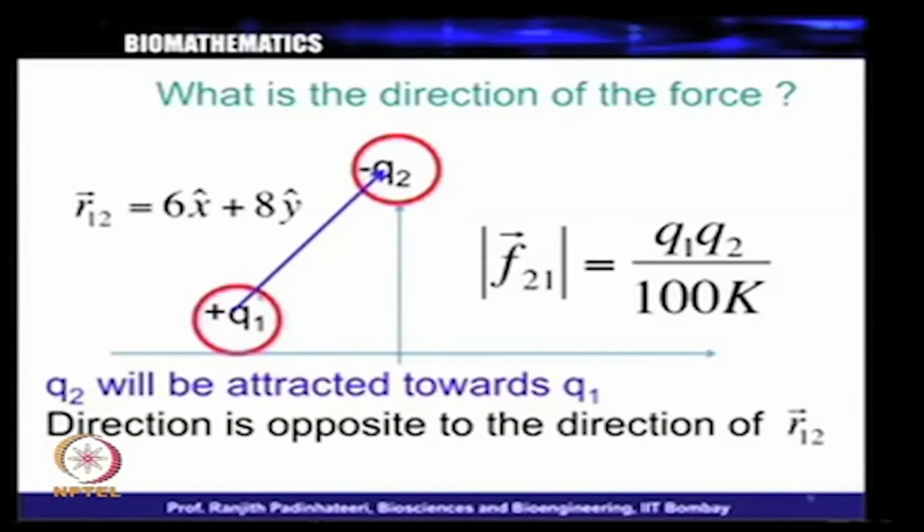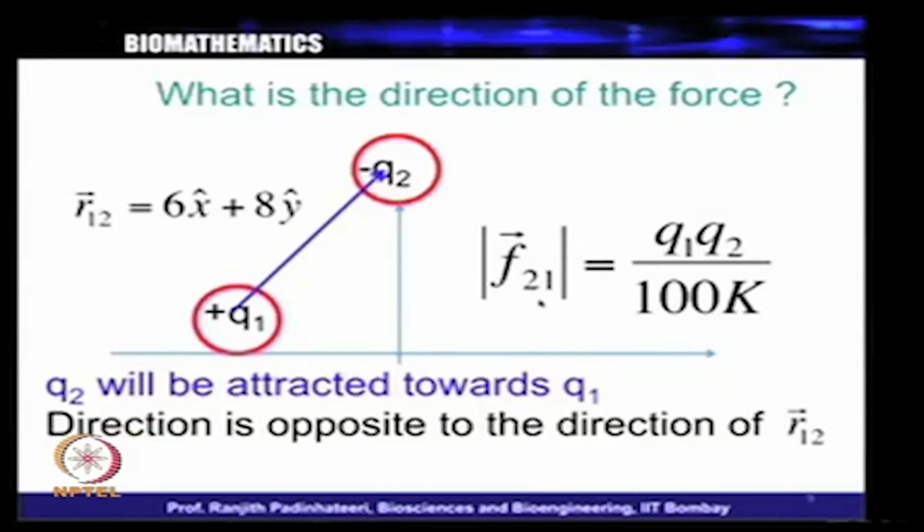R12 is in this direction, the arrow is pointed from 1 to 2. But we know that the force will be pointing from 2 to 1, because the second charge will be pulled from here to here. So the direction of this force will be opposite to the direction of r12. So q2 will be attracted towards q1, which is nothing but opposite to the direction of r12.